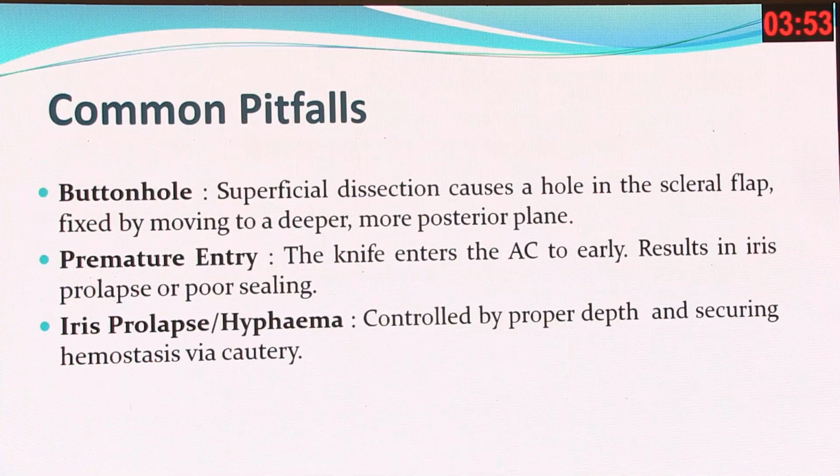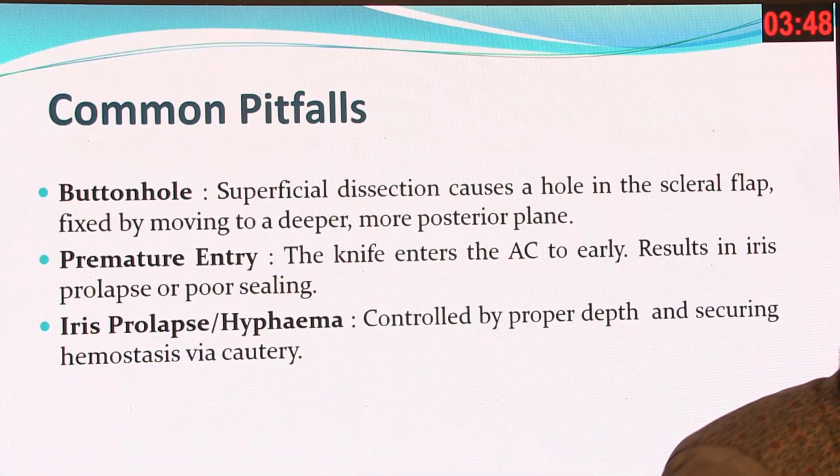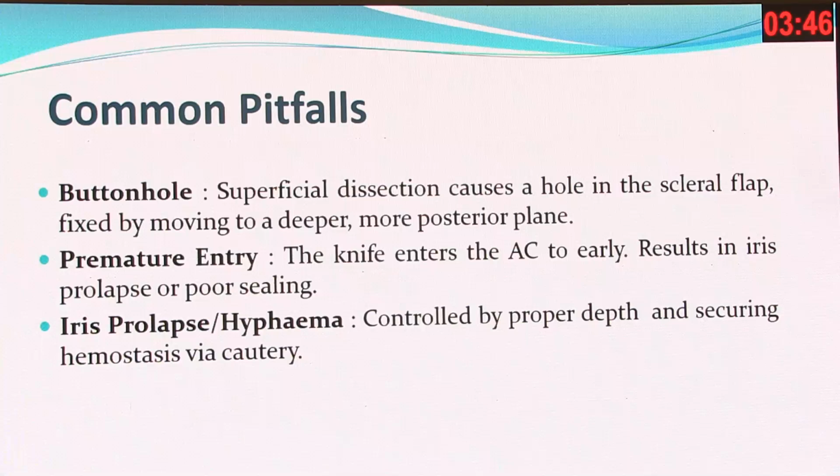The common pitfalls are usually buttonholing, caused by superficial dissection. While making a tunnel, the dissection should be in one plane. If you make a hole in the scleral flap and try to fix it by going deeper, then you have to leave that and start at another place, more posterior or slightly deeper. Premature entry: the knife enters the anterior chamber too early, resulting in iris prolapse or poor sealing. Iris prolapse and hyphema are controlled by proper depth and securing hemostasis while cautery.